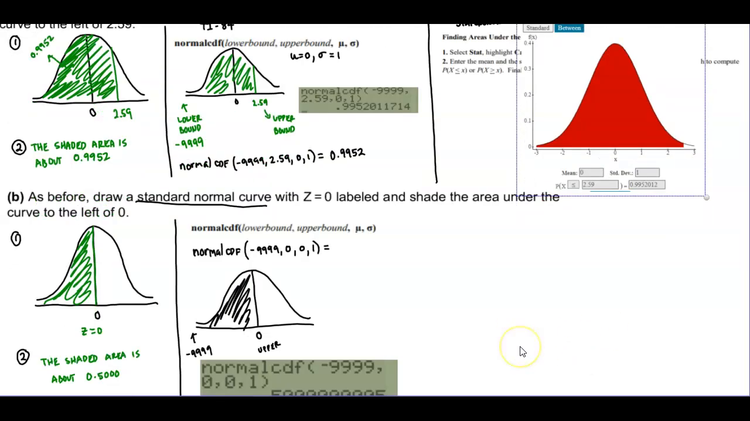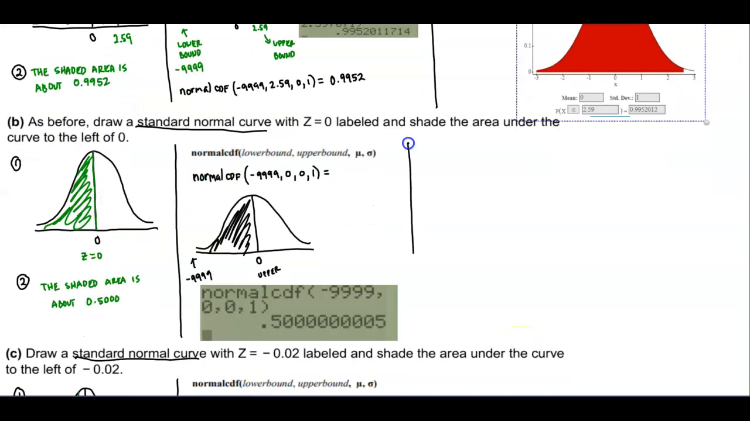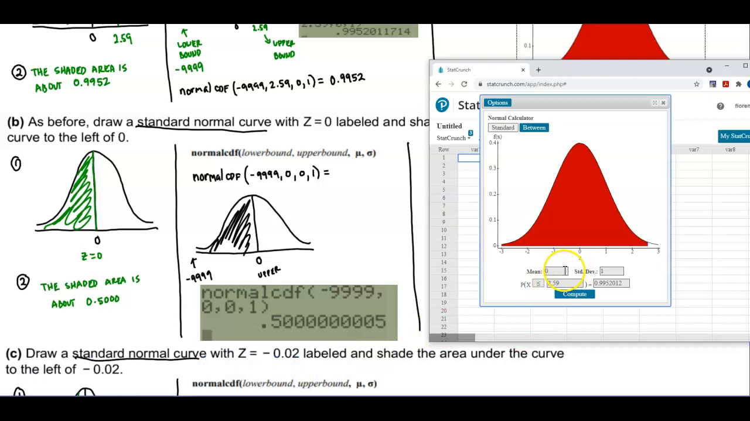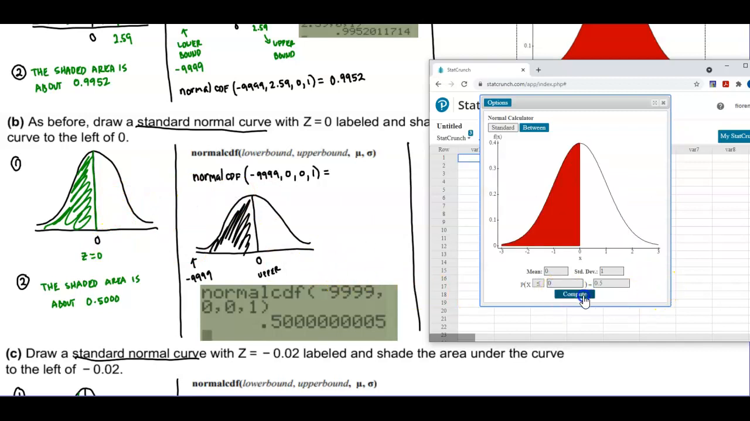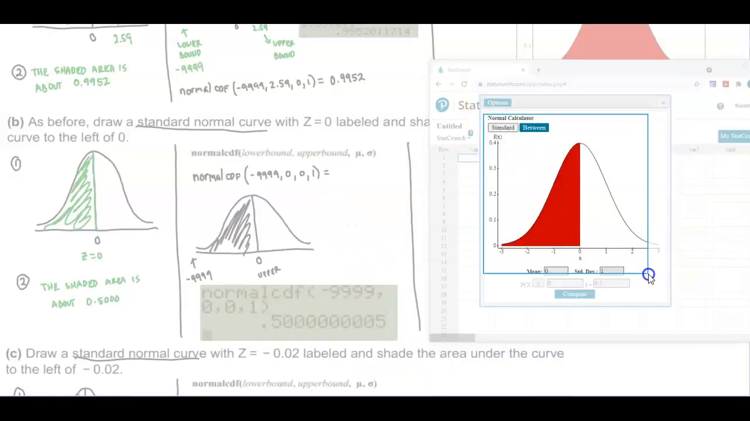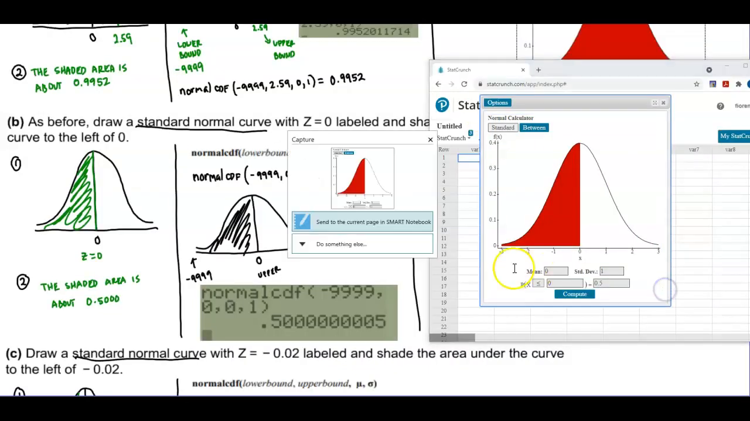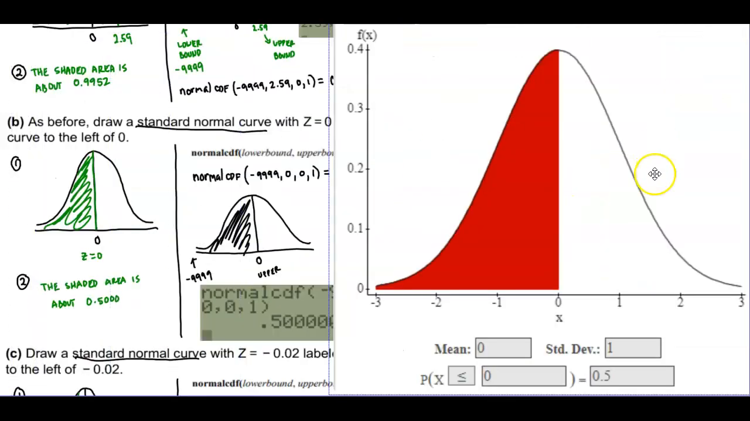Okay, so now let's go ahead and use StatCrunch again for the next one. Again, we're going to use our calculator. So the mean is still 0, the standard deviation is still 1, but now we're looking for that's going to be less than 0. So we're going to hit compute, and then we can see how we quickly get a picture of the graph and the area that we're looking for, which is 0.05.